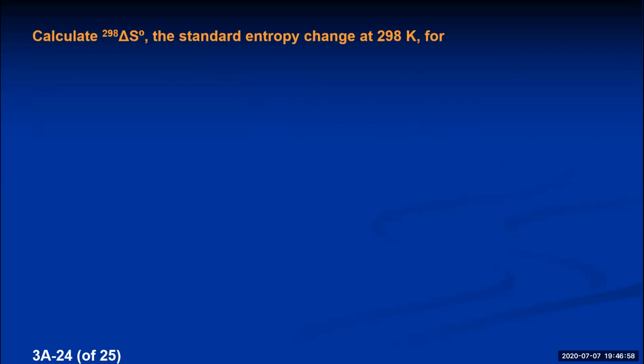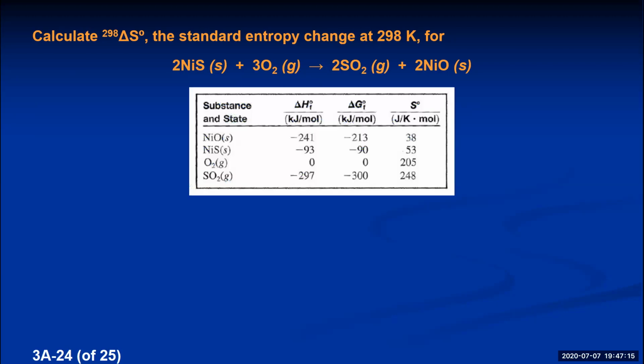Let's try an example. Let's calculate the standard entropy change at 298 for the reaction 2 NiS solid plus 3 O2 gas yields 2 SO2 gas plus 2 NiO solid. So we're going to go to our thermodynamic table on handout 5, and we're going to go to the entropy values and look up each of the reactants and products, and we're going to go products minus reactants.